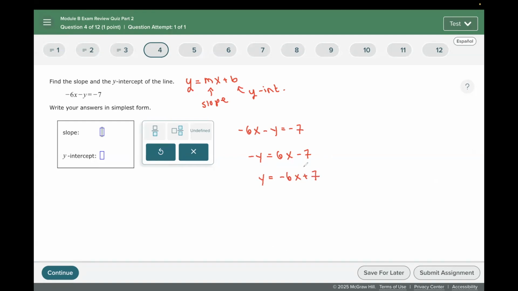All right. So looking at this, what's our slope? It's negative 6. And what's our y-intercept? Well, it's 7. All right, very good. So slope, we said negative 6. Y-intercept, we said was 7. All right, let's keep going.